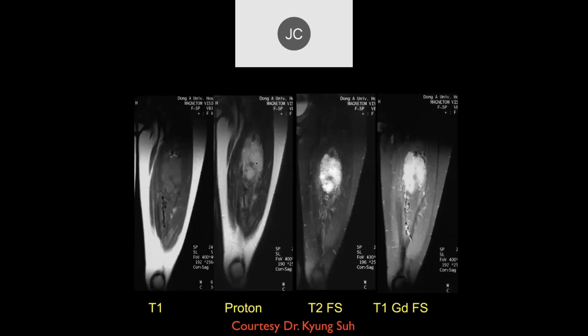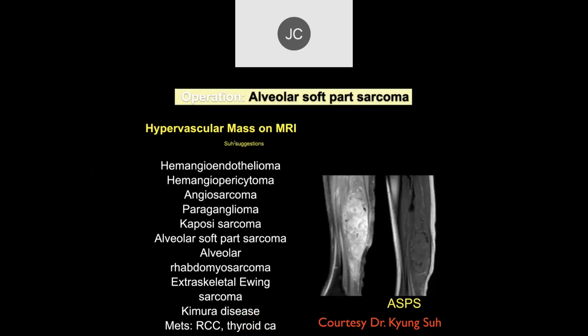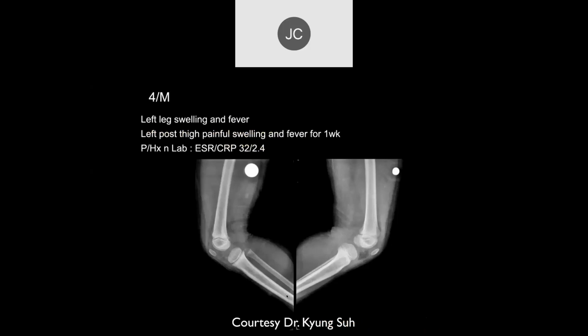You'd want to get a plain film to see if you have phleboliths, because you'd feel much more comfortable if it's a phlebolith, which this one did not have. And you can see here that there are a lot of hypervascular masses on MR, many of which are sarcomas. So if you see indistinct margins, hypervascularity, a lot of mass and not just vessels, and no phleboliths, you've got to work it up, assuming it's going to be a sarcoma, including metastatic disease.